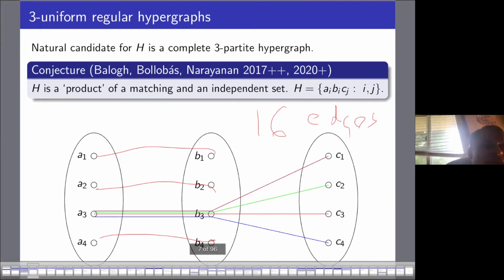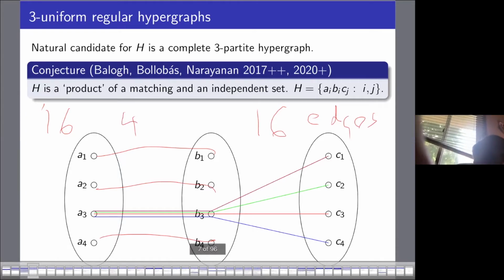The reason it beats the complete 3-partite hypergraph is that the number of independent sets seems to be the same, but here the degree of a vertex is 4, while if it was a complete 3-partite hypergraph, then the degrees would be 16. So we can get the same complexity for a lower degree, and we prove a partial result for some family of hypergraphs that this is optimal. With this example, I just wanted to show that independent sets do not always behave the way we think.